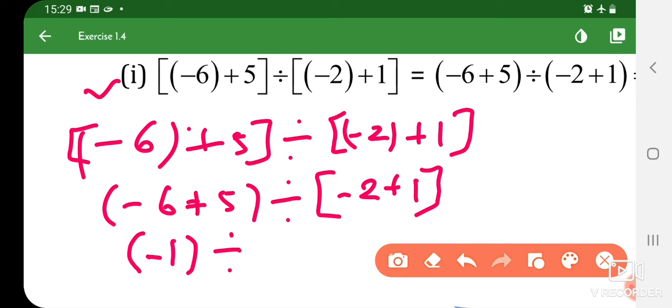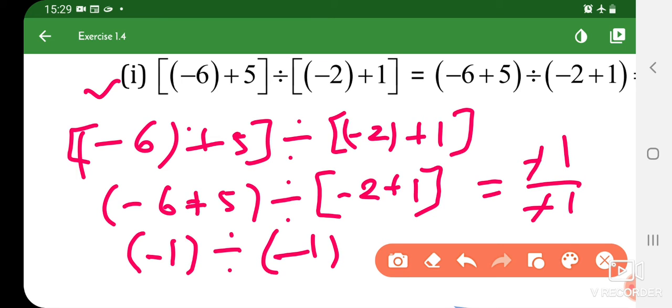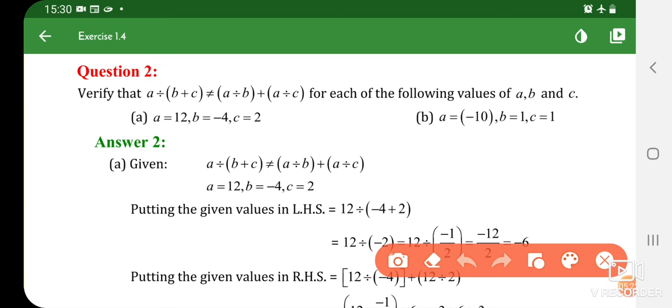This divided by minus 2 plus 1 is again minus 1, and when we divide minus 1 upon minus 1, the minus and minus cancel, and 1 ones are 1. So 1 is the correct answer. Now the next question is question number 2.